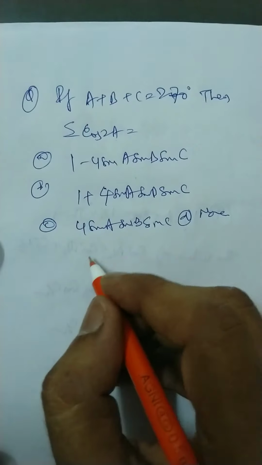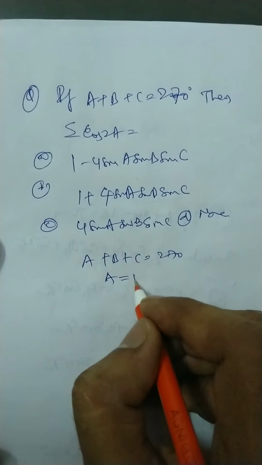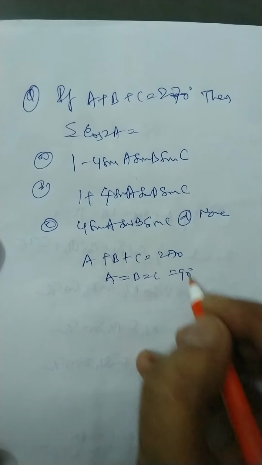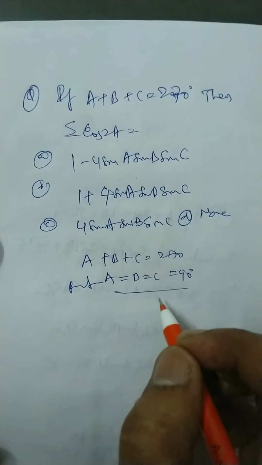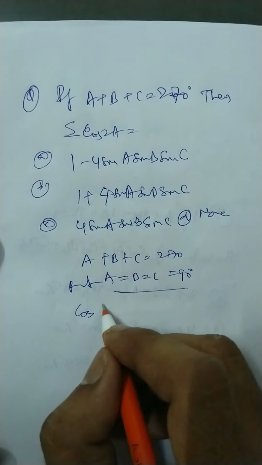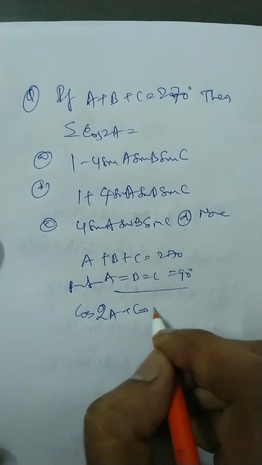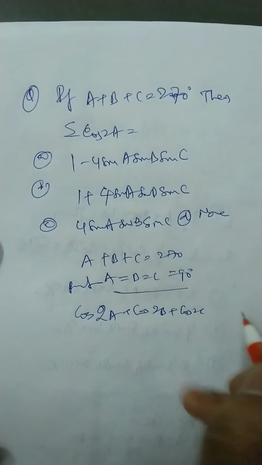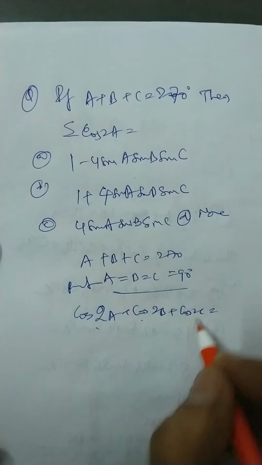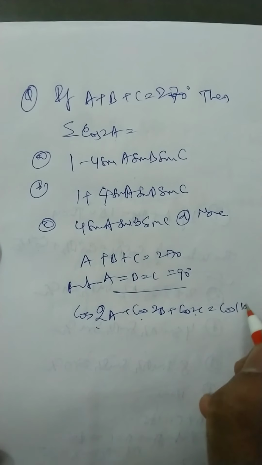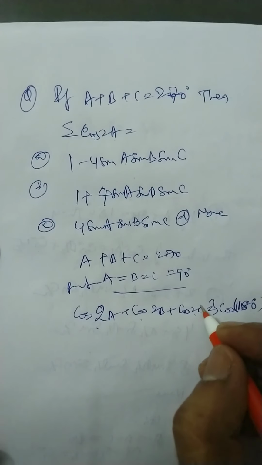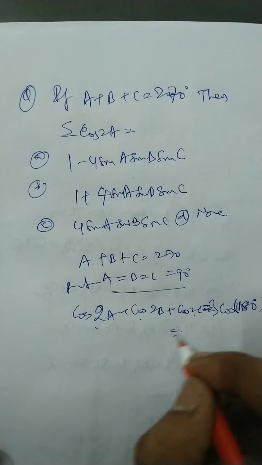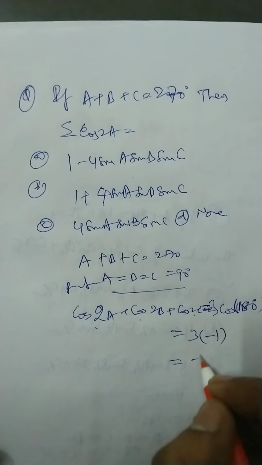So sum of three angles is 270. So I'll just write A equal to B equal to C equal to 90 degrees. Substitute this value, A equal to B equal to C equal to 90. 3 nines are 27. So what you get, cos 2A plus cos 2B plus cos 2C, which is cos 180, cos 180, cos 180. So cos 180 degrees 3 times, you get 3 times cos 180. Cos 180 value is -1, so the answer is -3.